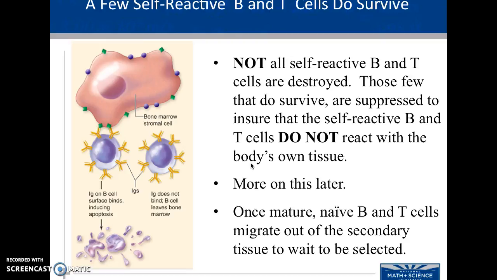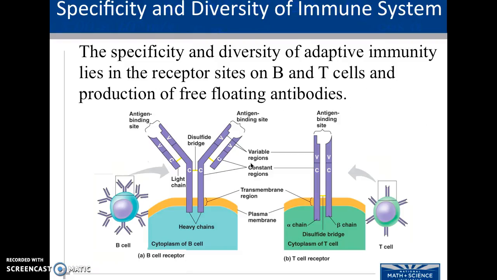Not all B and T cells are destroyed. The ones that do survive are suppressed, so they don't react with their own body tissues. We'll talk about this a little bit later. Otherwise we end up with our immune system attacking our own body, which is a problem. When B and T cells mature, they wait in a secondary tissue until they are necessary, when we see a pathogen getting involved. So that's the first part of what makes this immunity so special.